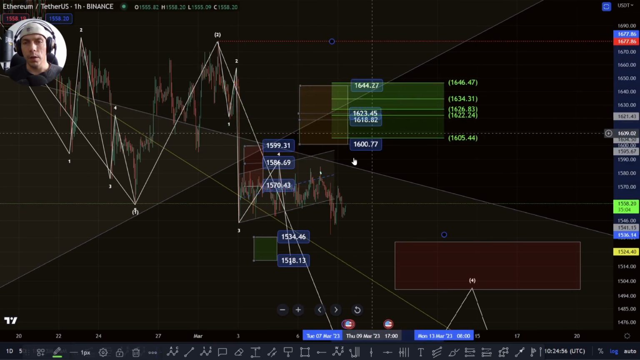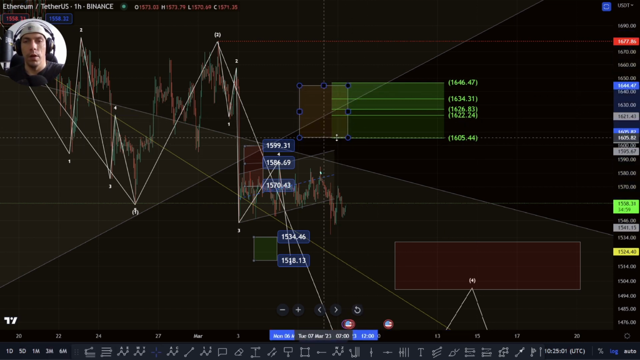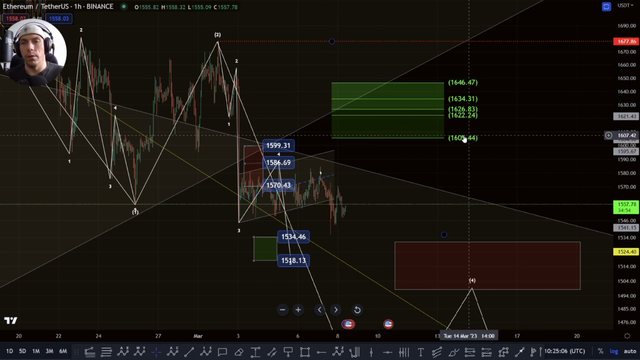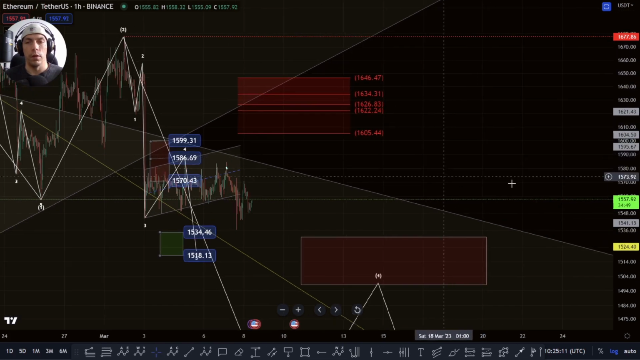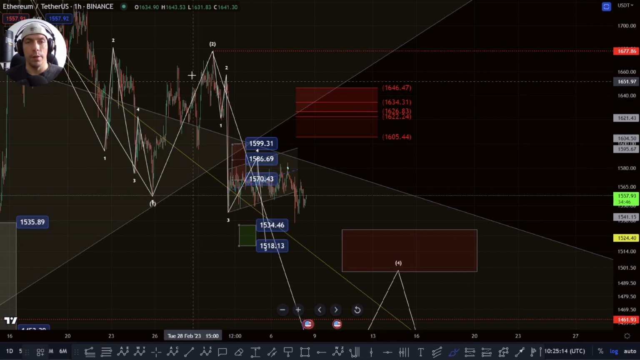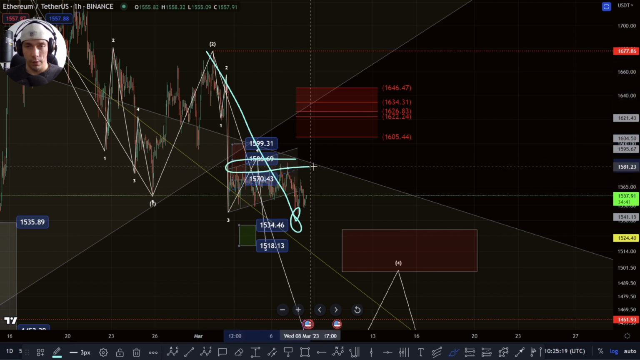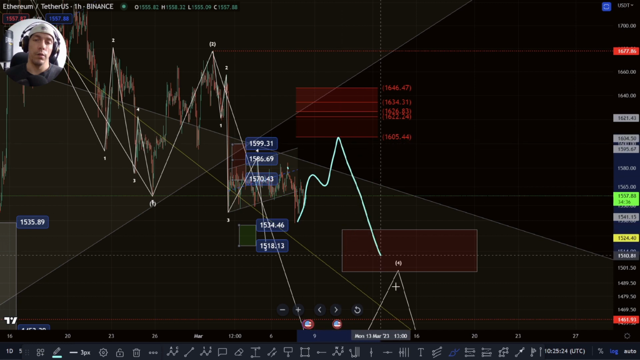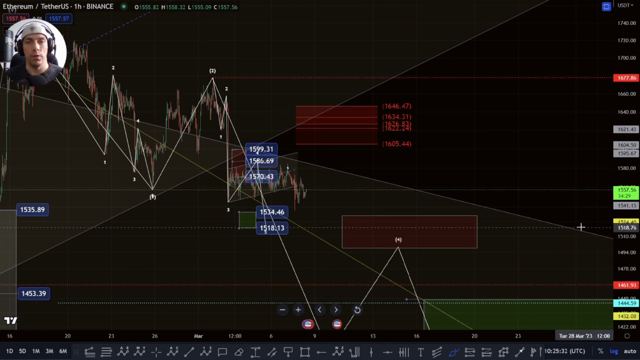So if we were looking at this, potentially we could face rejection within this zone here of this box, which is the 1646 to this 1605. Potentially we could get a rejection off of there if this is going to extend down. So keep an eye on this area. If we say we complete it here and we actually do take these highs, potentially we could see a move up into this area and then actually look for further continuation to the downside. Depending on how high we come here, like I said, potentially that 618 area could be an interesting zone.